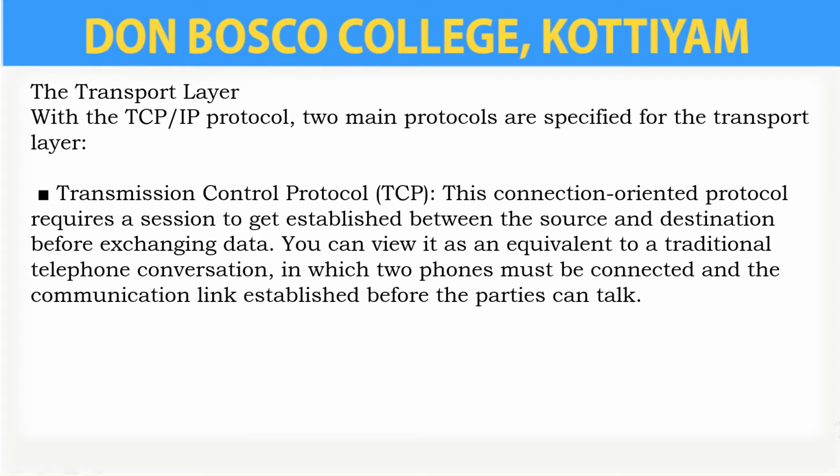Then we can say the two main components of the transport layer are Transmission Control Protocol and User Datagram Protocol. അപ്പോൾ ഈ ട്രാൻസ്പോർട്ട് ലെയറിന് ഉള്ള ടു മെയിൻ പ്രോട്ടോകോൾസ് എന്ന് പറയുന്നത് TCP and UDP. TCP means Transmission Control Protocol and UDP means User Datagram Protocol. So we can check what is TCP.